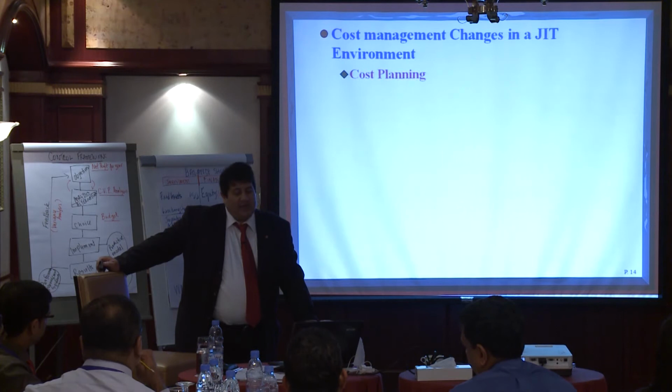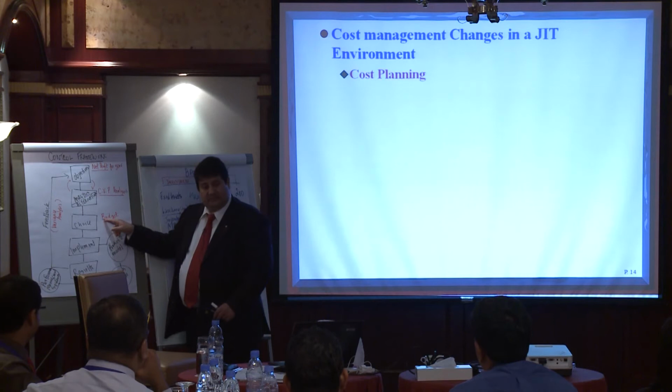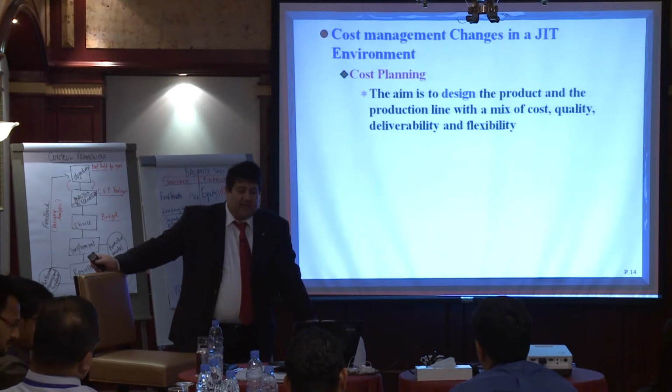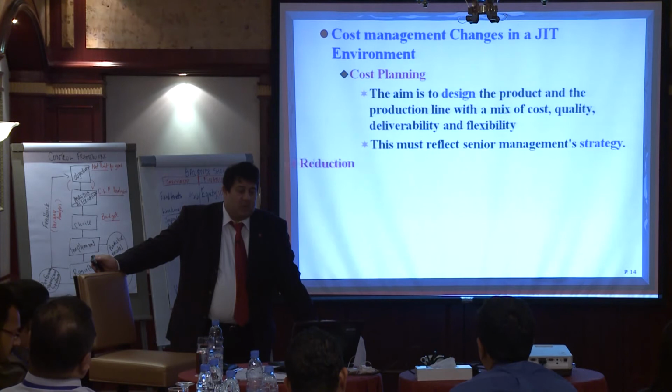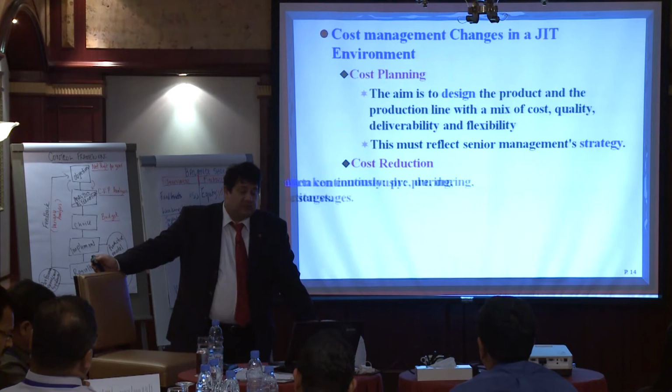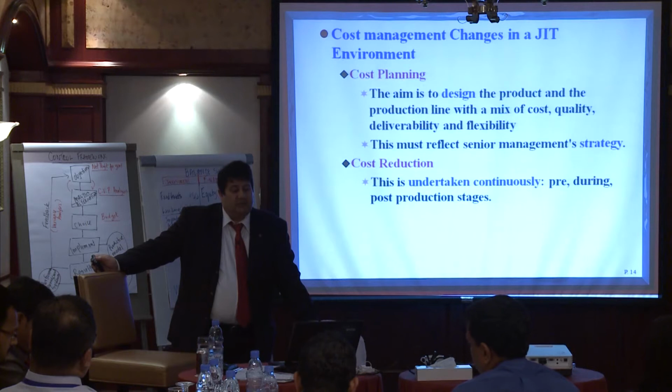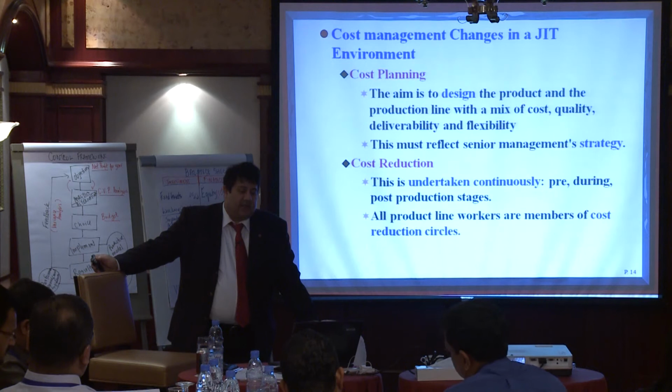Why do we need the changes? We need cost economy for good cost planning. Planning is your budgeting. So the aim is to design the product and the production line, the mix of cost, quality, deliverability, and flexibility. This must reflect senior management strategy. We need it for cost reduction programs, okay, like Mary Peterson was asked to do. This is undertaken continuously before production, during production, and after production. All product line workers are members of cost reduction circles.